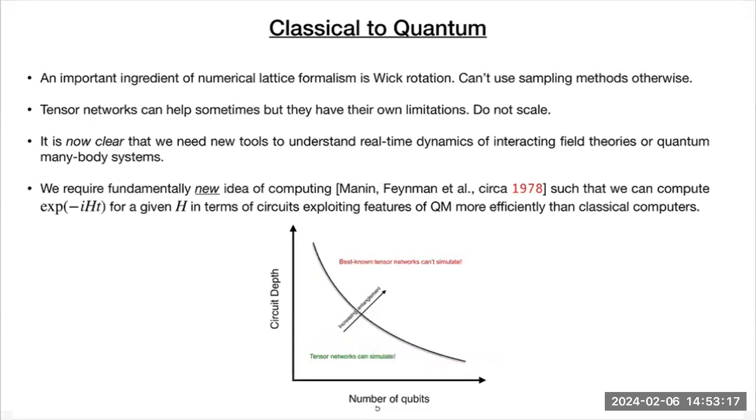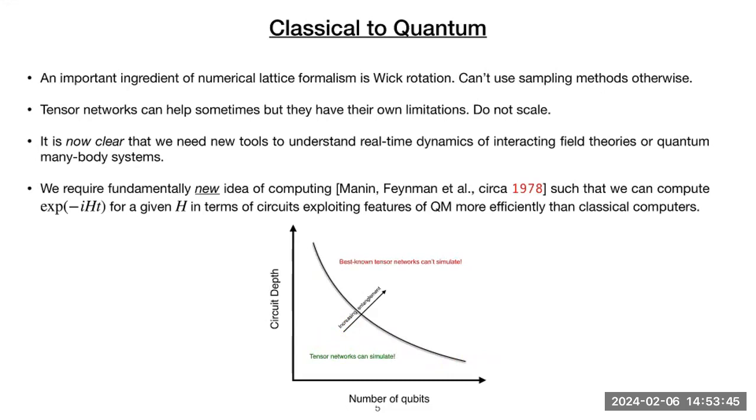If the Hamiltonian is, for example, a local Hamiltonian, which has certain nice properties, the ground state entanglement scales at some limit. So the entanglement is less. But if the ground state is highly entangled, then there are no well-known tensor network methods with which we can simulate it.